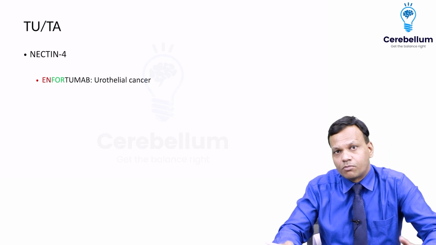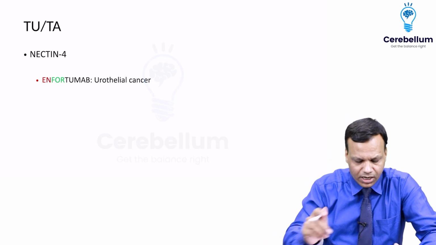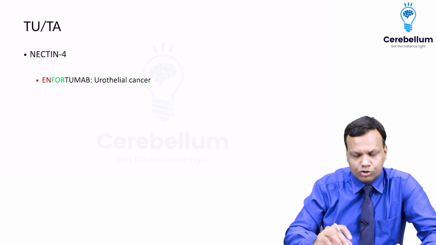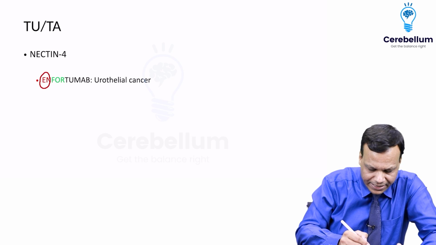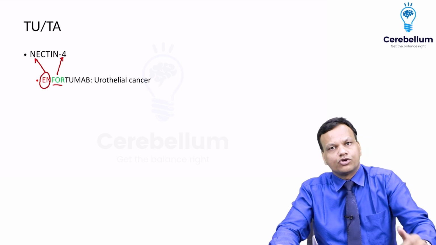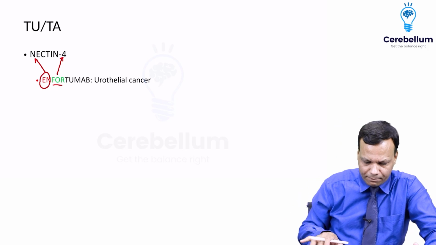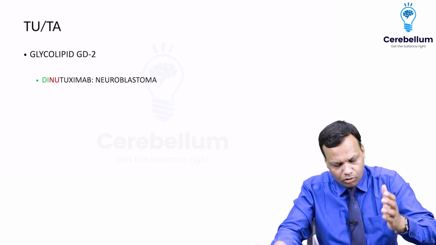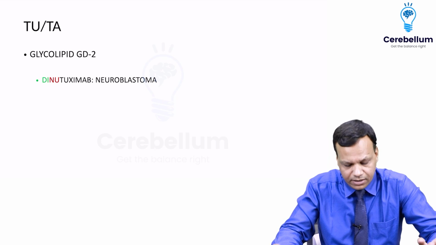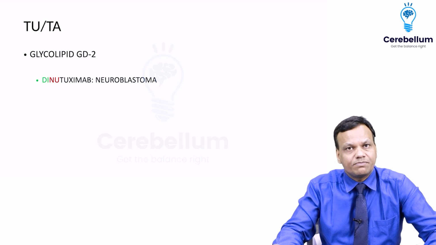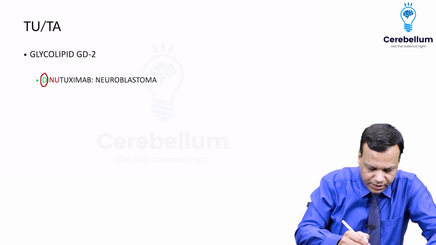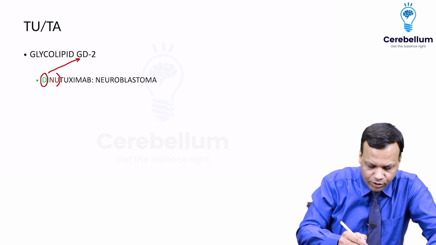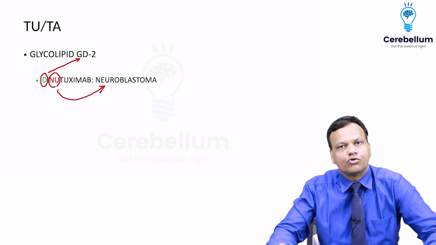Next, we have Nectin-4, monoclonal antibody against Nectin-4. It is enfortumab, which is used for urothelial cancer. You can remember N is for nectin, 4 is 4. So it is against Nectin-4, used for urothelial cancer. No need to remember. Next is monoclonal antibody against glycolipid GD2. It is dinutuximab, used for neuroblastoma. You can remember D for D in GD2, and NU for neuroblastoma.